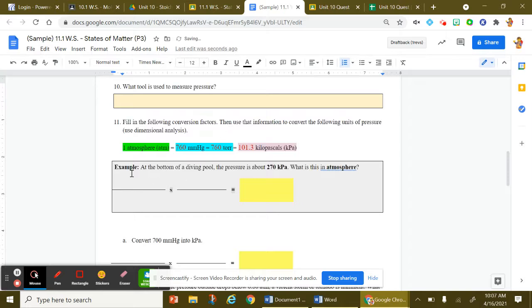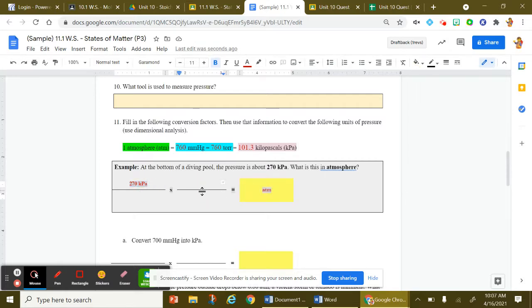Here's an example. At the bottom of a diving pool, the pressure is 270 kilopascals. What is this in atmospheres? Let's see here. We're going to start by putting our starting amount on the left, standard dimensional analysis, and the final units we want to get into on the far right, atmospheres. Starting amount on the left, final units on the right.